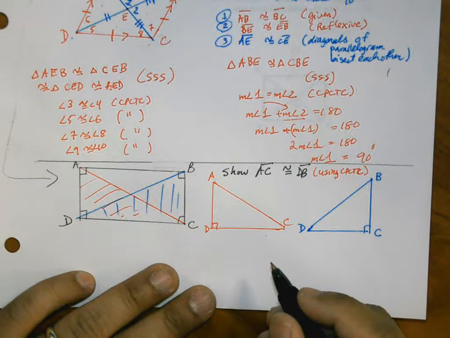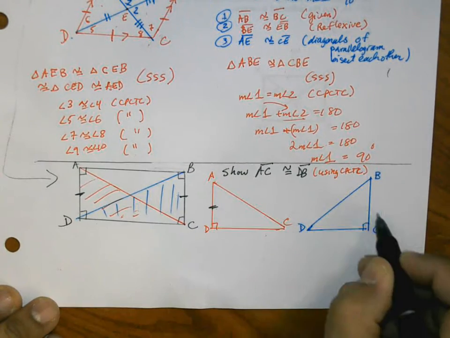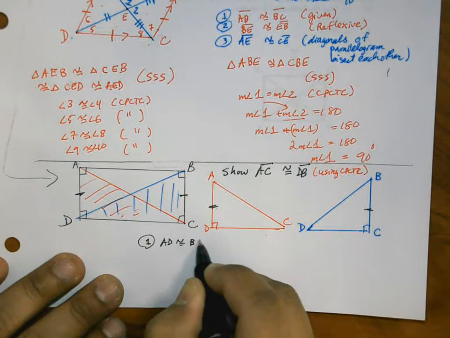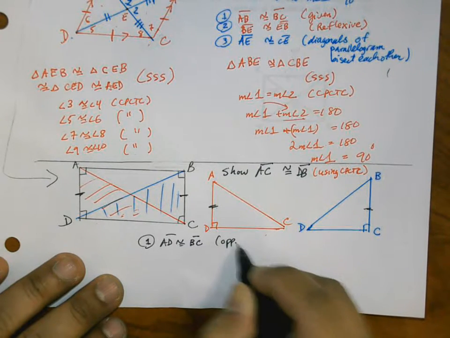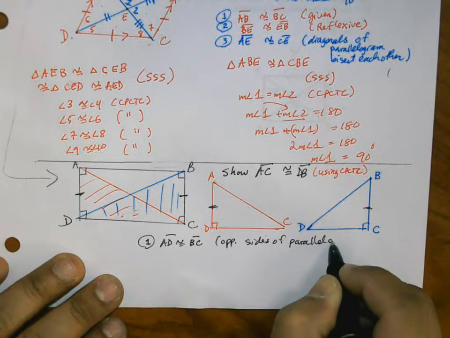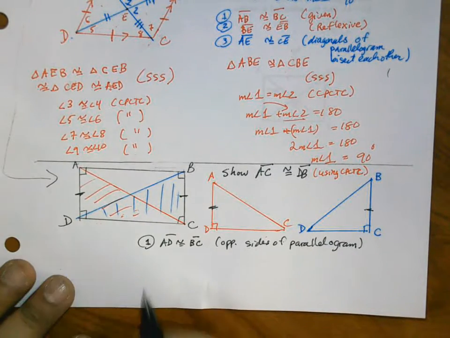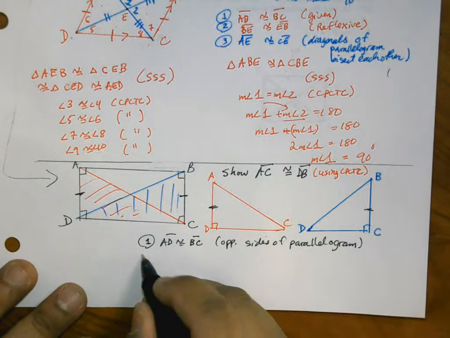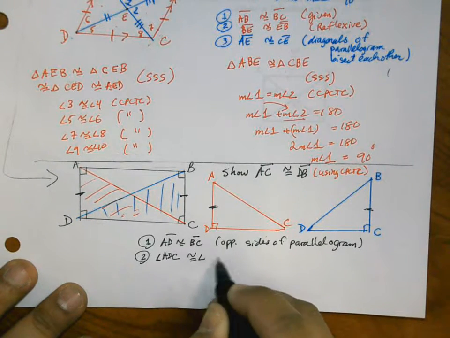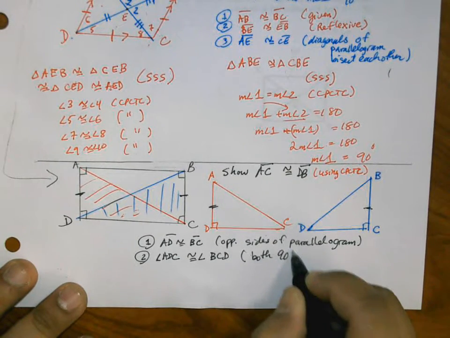So let's see. First, you can see that the sides AD and BC must be the same. So I can mark this here. So AD is congruent to BC because they are opposite sides of a parallelogram. We've proven that before. If something is a parallelogram, then the opposite sides are congruent. We see that each of them has a 90-degree angle. So angle ADC is congruent to angle BCD because they are both 90 degrees.